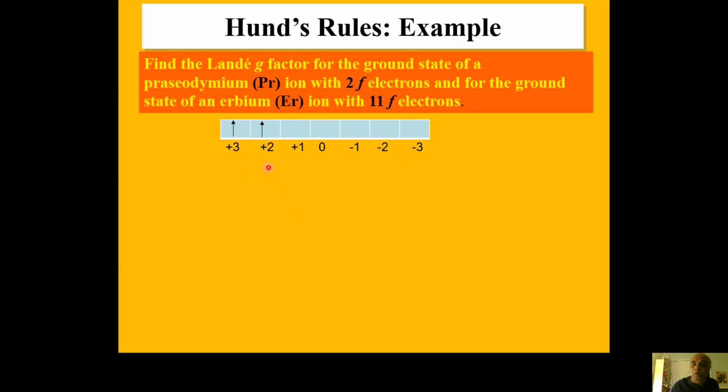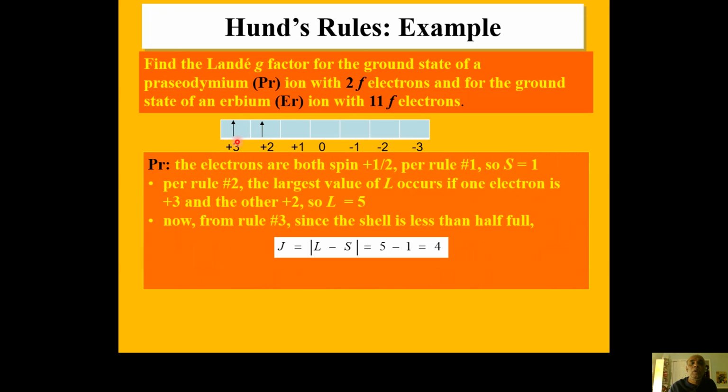Now you can calculate the total S. You have 1 in this direction, 1 in this direction, that means 2 times half, so your total S will be 1. Then what is the total L? You have +3 for one electron, then another electron with +2, so your capital L will be 5. Now this is less than half filled, since half is here. Less than half filled means your J will be L minus S. L is 5, S is 1, so your J will be 4.